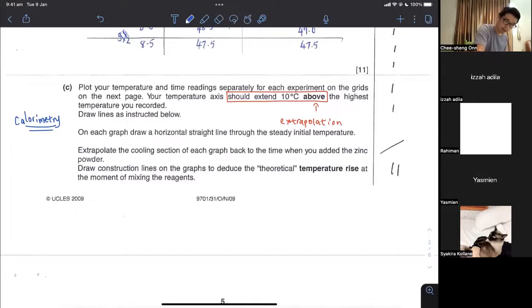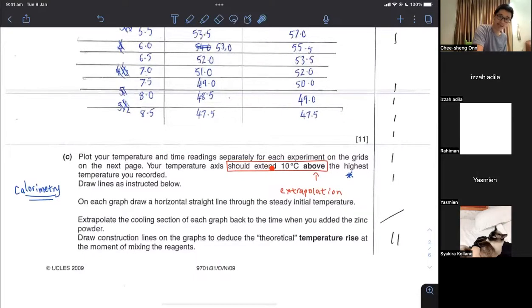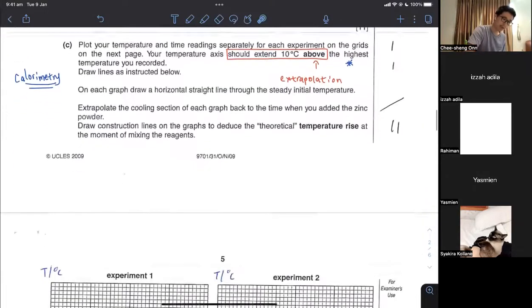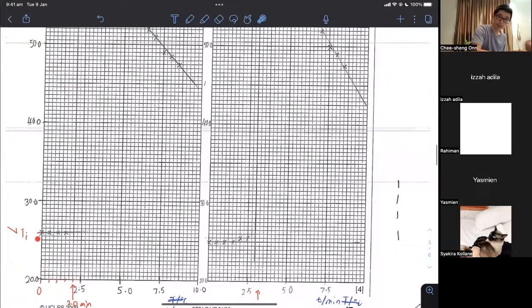There could be a graph, so they always ask you to make sure that whatever highest temperature you have, your graph should extend 10 degrees Celsius above, because you're going to do extrapolation. This is the kind of actual experimental result. Steady temperature at the beginning, so you draw one line across with your ruler.